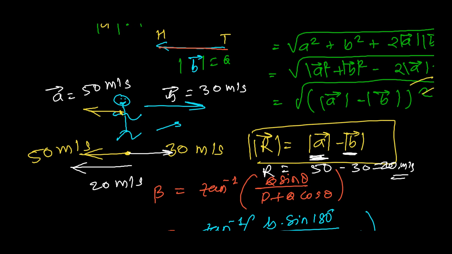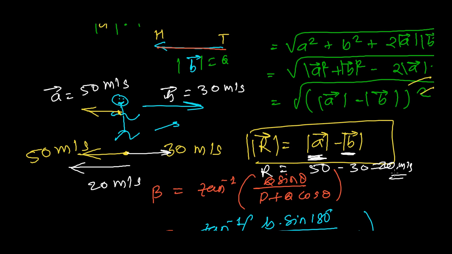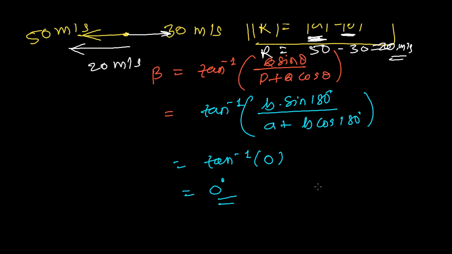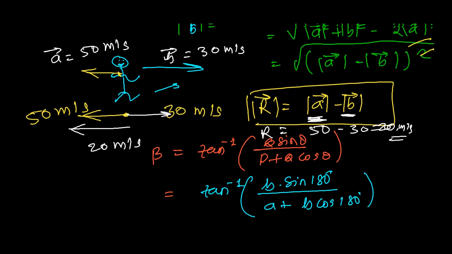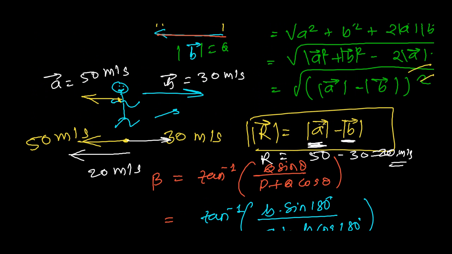So your speed will now be 20 meter per second, but what will be the direction? To find out the direction, as I told you, the angle is 0 degree and the resultant will be on the side of the bigger vector. Here the bigger vector is A, which is 50 meter per second. So you're going to move at 20 meter per second towards the direction of your friend who is pulling back your collar. Such a bad friend. All right, so this is a very simple example.